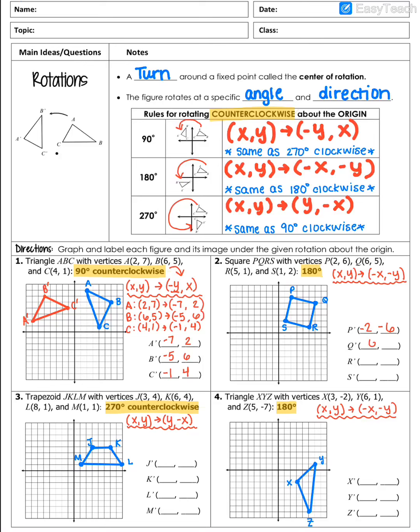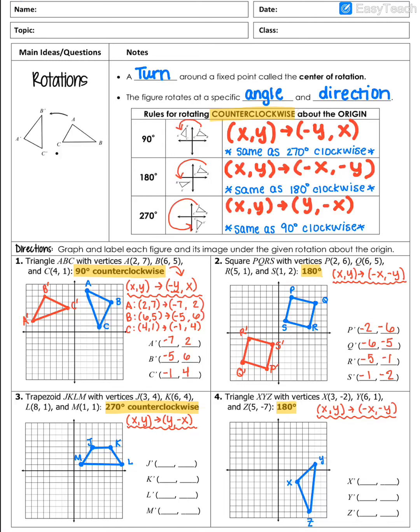So Q started out as 6, 5. We're going to leave it in the same order, but we're going to make them negative because we have to change the sign. Same thing with R. It was 5, 1, so now it becomes -5, -1, and S was 1, 2, so it becomes -1, -2. I'm going to pause and draw that real quick. Alright, so there is my new picture, my new image.